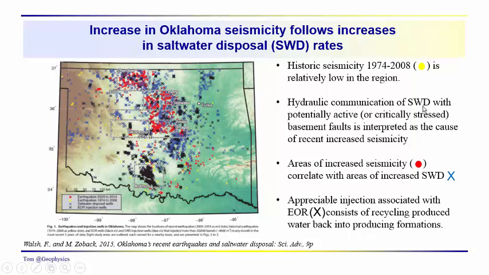Hydraulic communication of saltwater disposal with potentially active or critically stressed faults is interpreted as the main cause of these events, and the areas of increased seismicity are shown here in the red dots. The crosses are saltwater disposal wells, so we can see an association between the region of increased seismicity and the distribution of saltwater disposal wells, not one-to-one, and it does make it difficult to determine, okay, we've got an event here. Was that produced by injection in this well, this well, this well? Maybe the wells in the region.